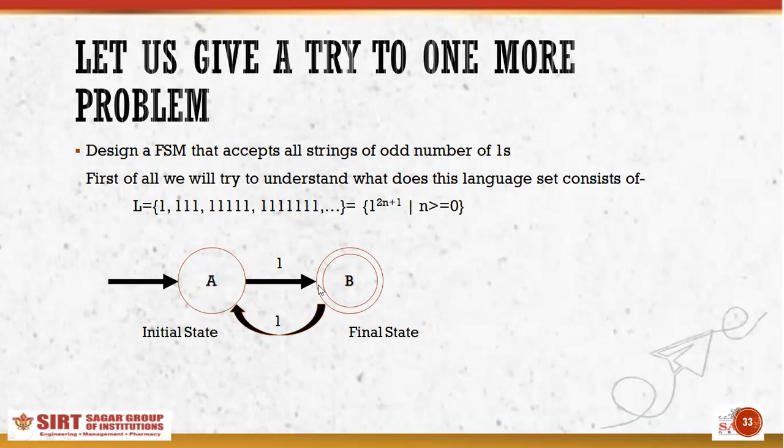So you can see this small machine is accepting this whole language set, that if I take a single one, I will reach a final state. If I take 2 ones, so 1 and another one, I will reach a non-final state. If I take 3 ones, so 1, 1 and 1, I will reach some final state. So in this way, these machines can be designed by using your logic. For now, it is done.